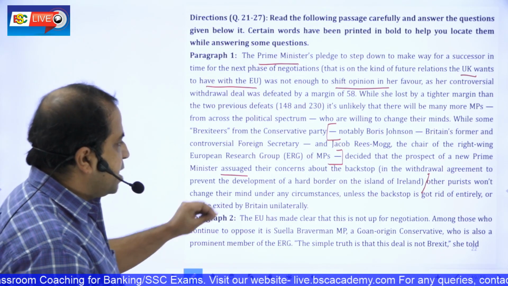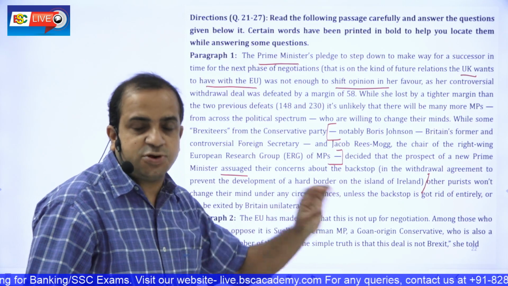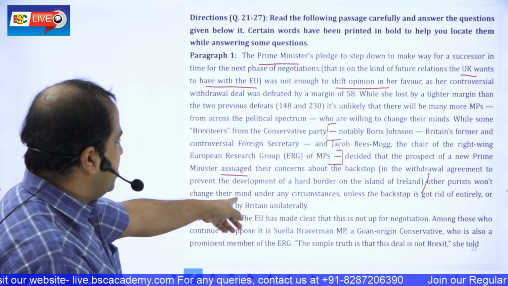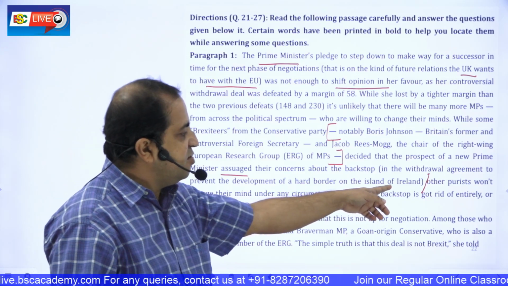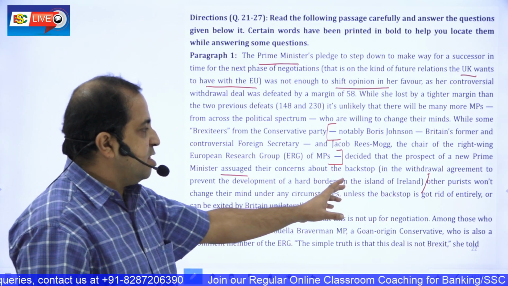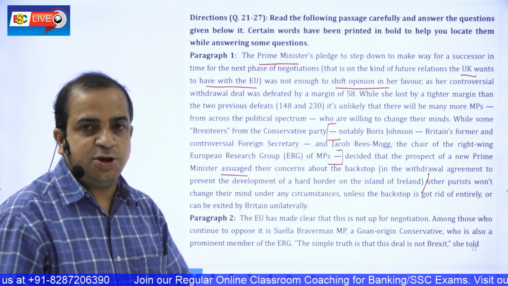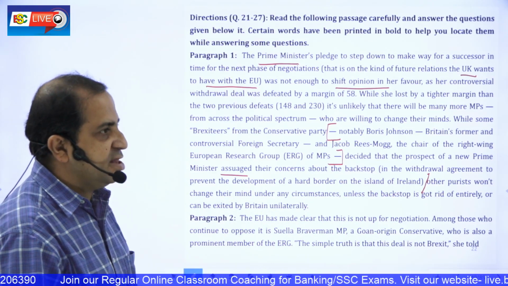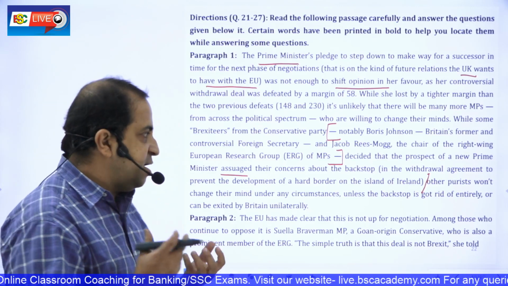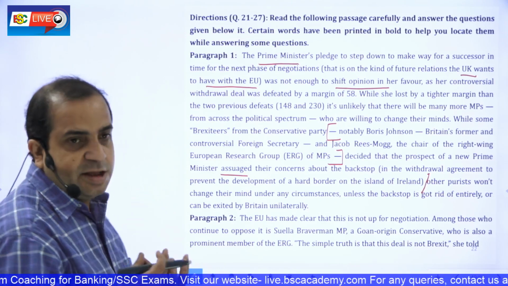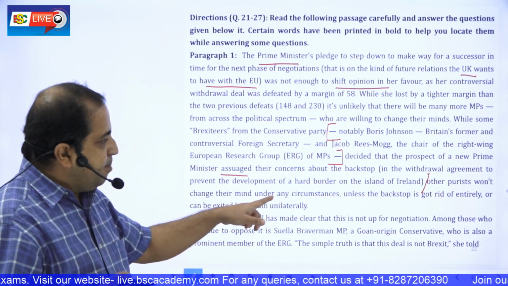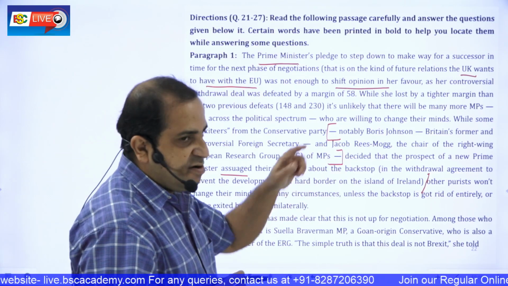अब यहाँ पे बैकस्टॉप थोड़ा समझना जरूरी है. अगर बैकस्टॉप नहीं समझेंगे तो काफ़ी दिक्कत आती रहेगी. In the withdrawal agreement to prevent the development of a hard border on the island of Ireland. Now this is self-explanatory. बैकस्टॉप क्लॉज है उस विड्रॉल एग्रीमेंट में जो ब्रेग्जिट की बात चल रही है. ब्रेग्जिट का एग्रीमेंट क्या है कि ब्रिटेन को यूरोपियन यूनियन ईयू से बाहर निकलना है. तो उसमें एक क्लॉज है जिसको बोलते हैं बैकस्टॉप क्लॉज. To prevent the development of a hard border on the island of Ireland.